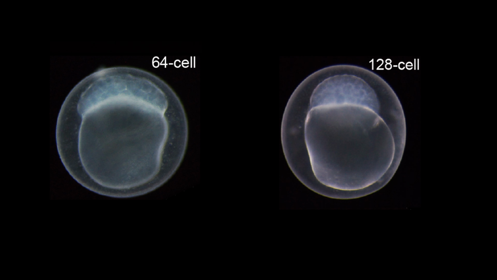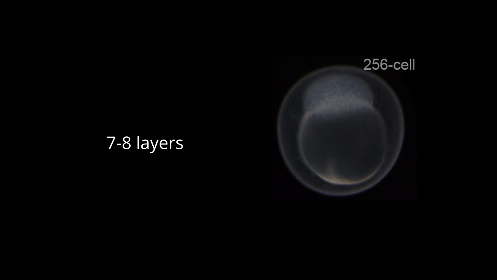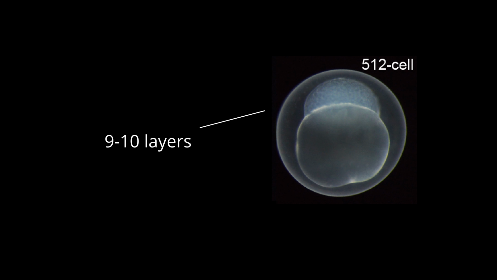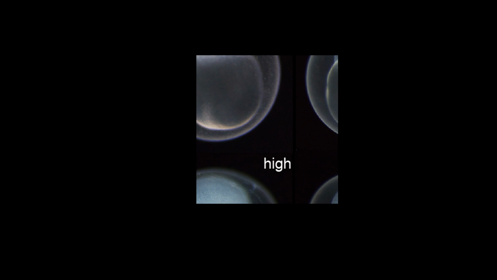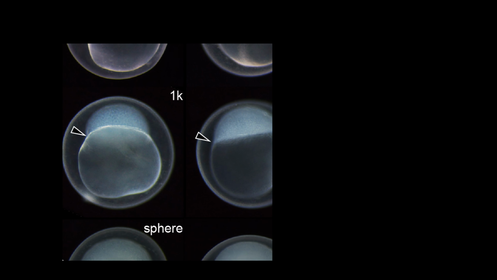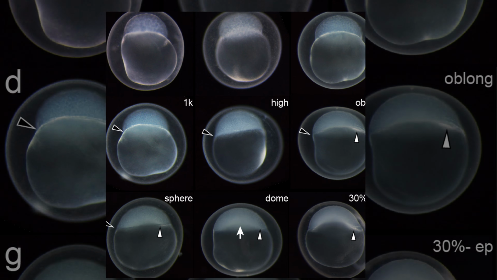To determine the developmental stage, count the number of cell layers. At 128 cells, there are about 5 layers. At 256 cells, there are 7 to 8 layers. And at 512 cells, there are 9 to 10 layers. Beyond this, it becomes impossible to predict the number of cells, so we can call it 1K, meaning approximately 1000 cells. The staging index used up to this point is no longer applicable.